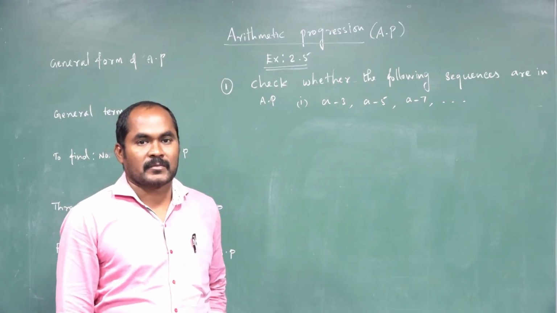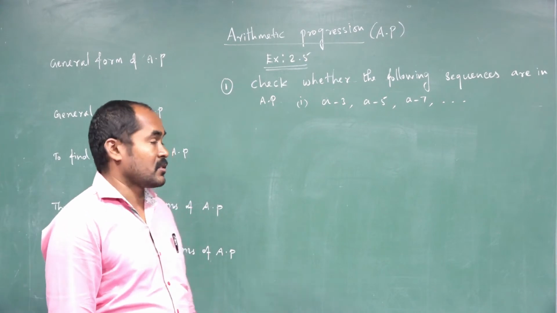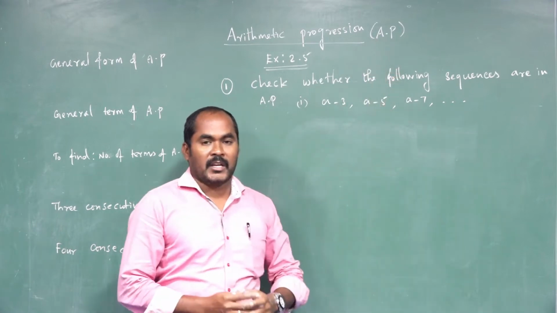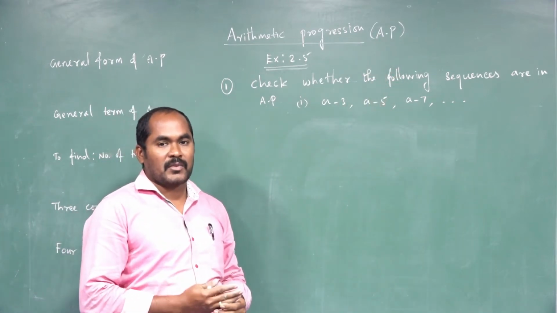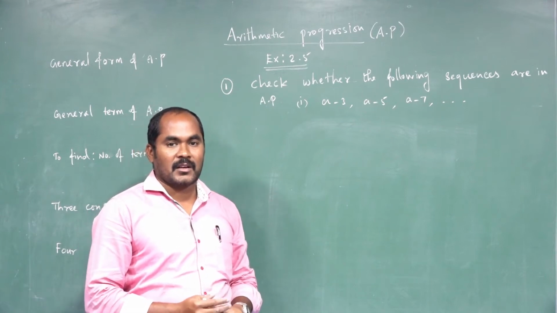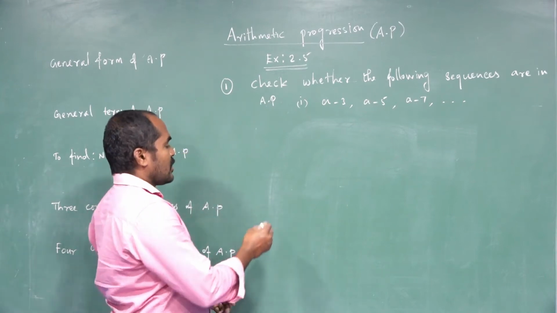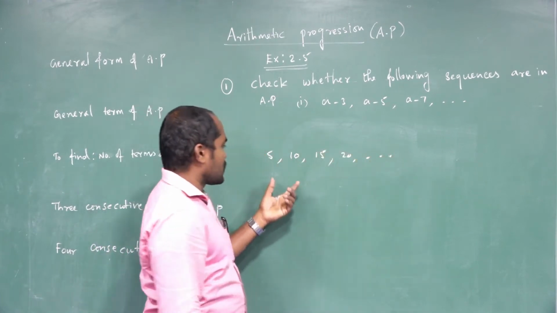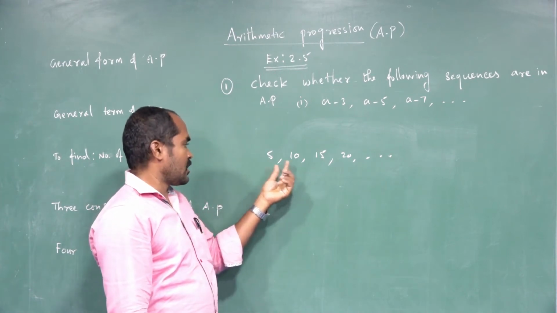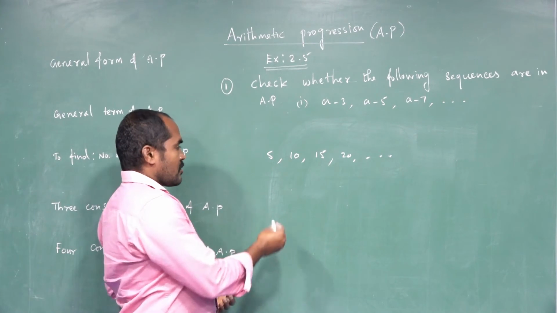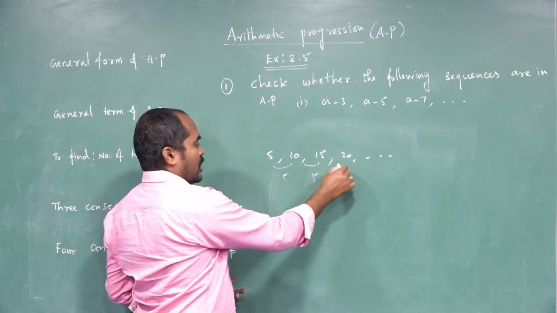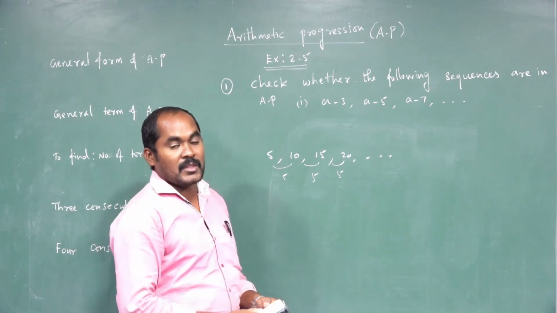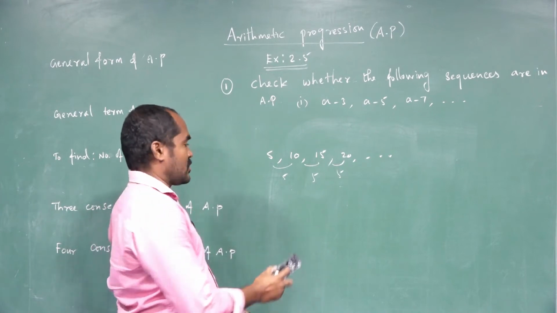Sequence and series. Heading is arithmetic progression. So arithmetic progression is AP. Any sequence whose common differences are the same is called an arithmetic progression. For example, 5, 10, 15, 20, etc. This is a multiple of 5 sequence. What is the difference here? 5, 5, 5. So any sequence whose differences are the same is called an arithmetic progression.